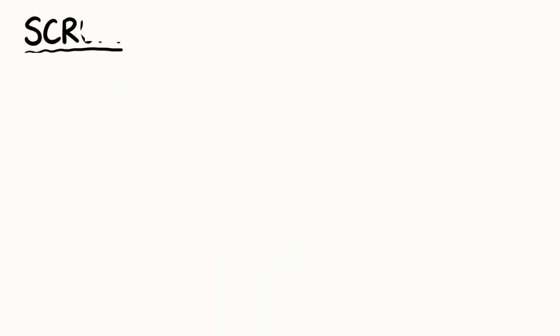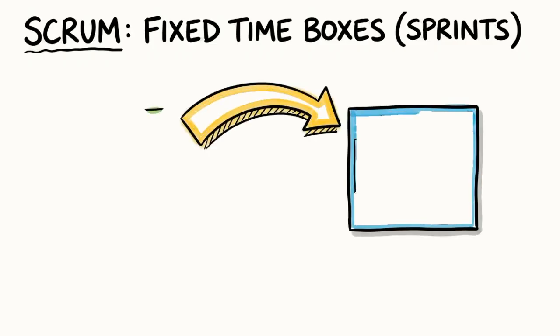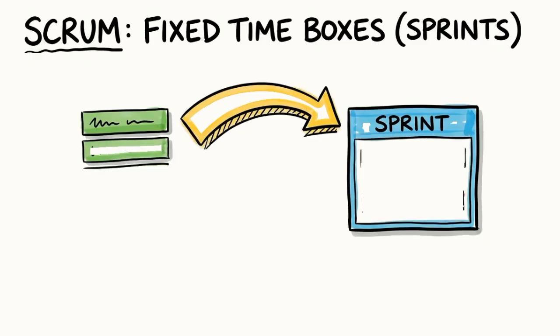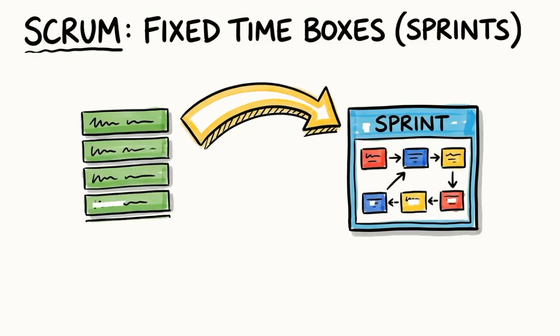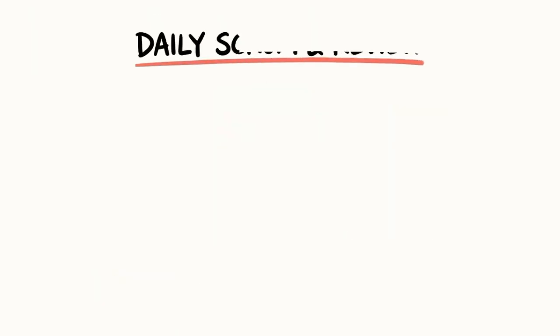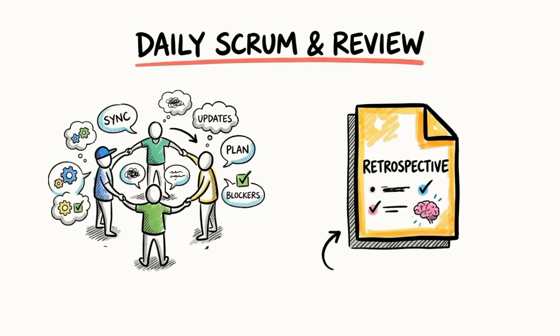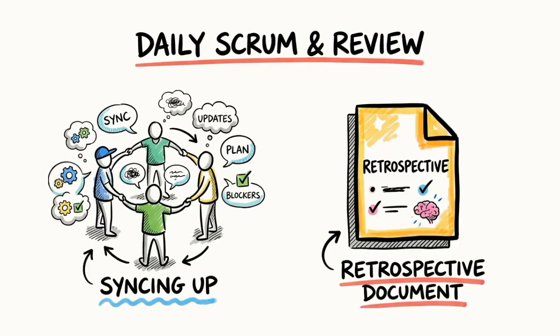Let's start with Scrum. Scrum is a way of working where teams operate in fixed time boxes called sprints, usually 2 weeks long. At the beginning of a sprint, the team looks at the backlog, selects a set of work, and commits to completing that work within that sprint. During those 2 weeks, the focus is on finishing what was planned. Scrum also includes regular check-ins like the daily Scrum to sync up, and at the end, a sprint review and a retrospective to see what was delivered and how the team can improve.